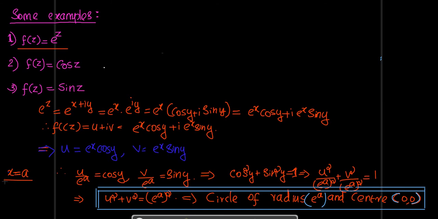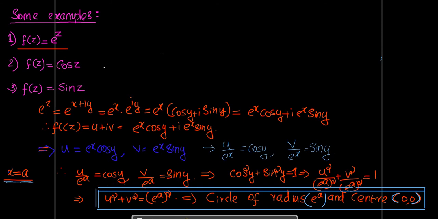We have to consider the map x is equal to a. X is equal to a is mapped to which graph? What will be the image of x is equal to a under the mapping f of z equal to e raised to z? So we put x is equal to a in our conditions. u equals e raised to x cos y, v equals e raised to x sin y. So u by e raised to x is equal to cos y and v by e raised to x is equal to sin y. When x is equal to a, u by e raised to a is equal to cos y, v by e raised to a is equal to sin y.